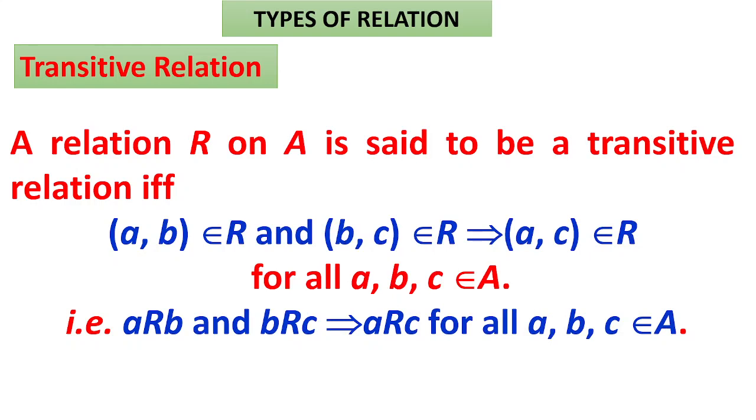Good. Let us move on to the transitive relation. A relation R on a set A is said to be transitive if (a, b) belongs to R and (b, c) belongs to R, then (a, c) belongs to R. This transitive relation, you have seen it in lower classes. When a is equal to b and b is equal to c, then a is equal to c.